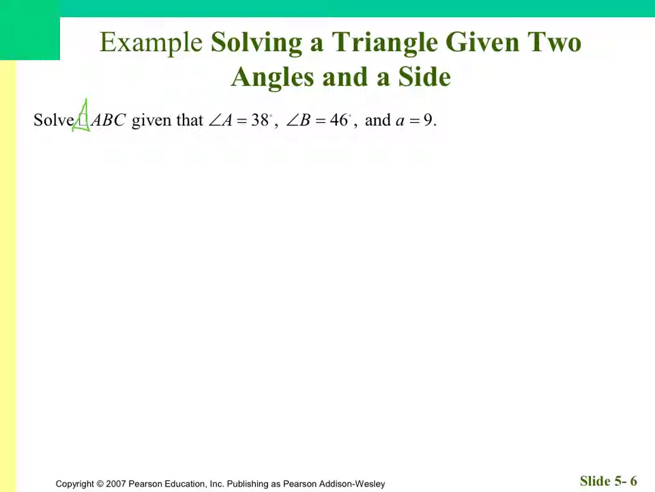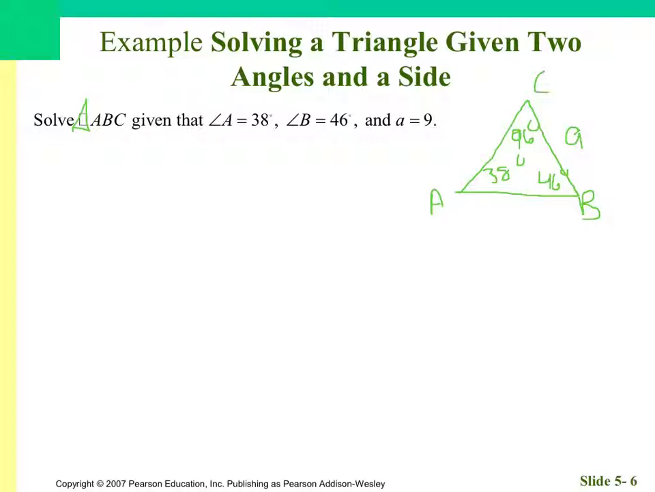Solve triangle ABC given that angle A is 38, angle B is 46, and the side opposite A is 9. So when it says solve it, it wants everything else. So find that third angle. So 180 minus 38 minus 46. So that's 96 degrees. Now get the other sides.